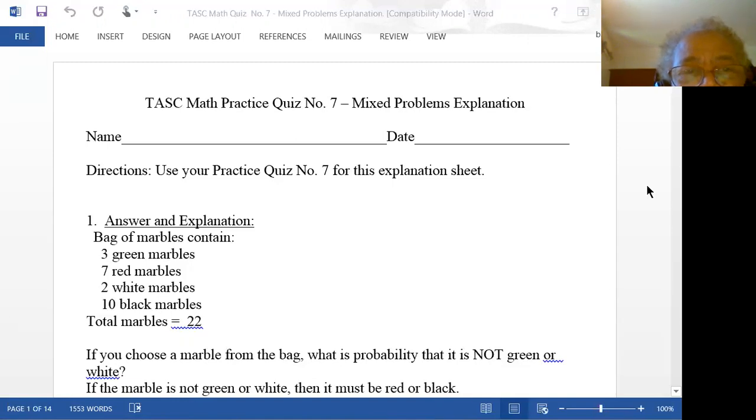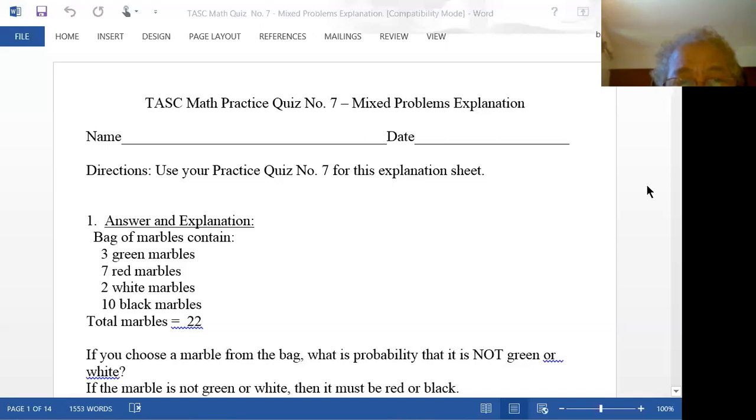So let's get started with quiz number 7. And the first problem is probability. You have a bag of marbles containing 3 green, 7 red, 2 white, and 10 black, for a total of 22 marbles. The question you ask here is, if you had to choose a marble, what is the probability that it's not green or white?